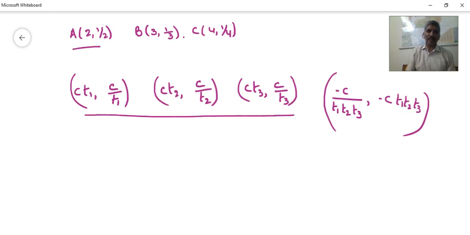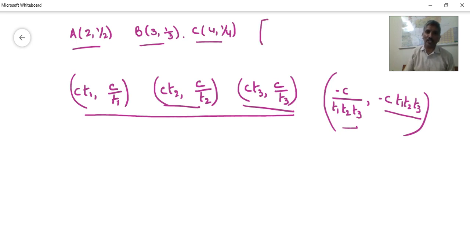Hi dear students, this is A point given, B point given, C point given. Then he is asking to find the coordinates of the orthocenter. As I discussed in the earlier classes, (ct1, c/t1), (ct2, c/t2), (ct3, c/t3) are three vertices of a triangle. Then its orthocenter is given by (-c/(t1 t2 t3), -c t1 t2 t3).